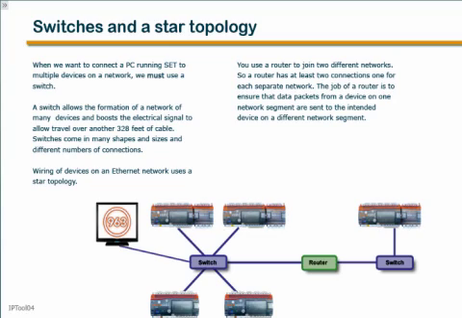You use a router to join two different networks, so a router has at least two connections, one for each separate network. The job of a router is to ensure that data packets from a device on one network segment are sent to the intended device on a different network segment.